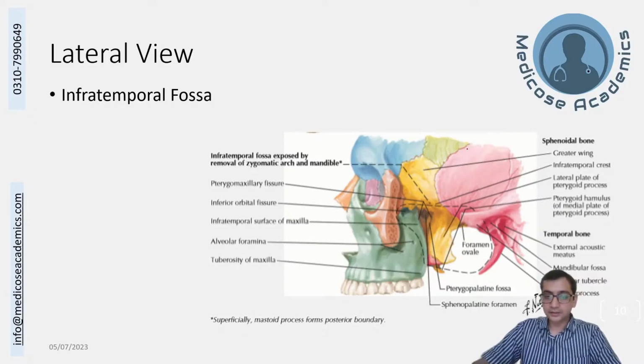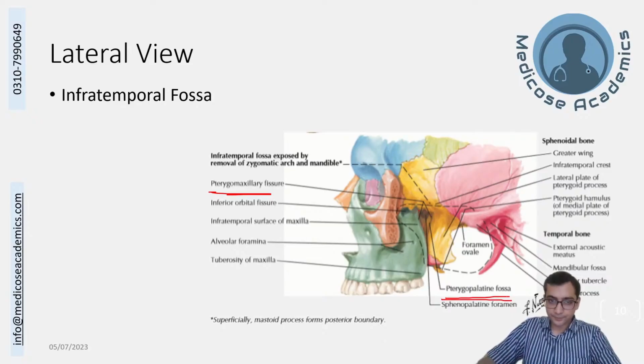For this space, there are two terms that are used: pterygomaxillary fissure and pterygopalatine fossa. They create a lot of confusion. Let me try my best to answer this.